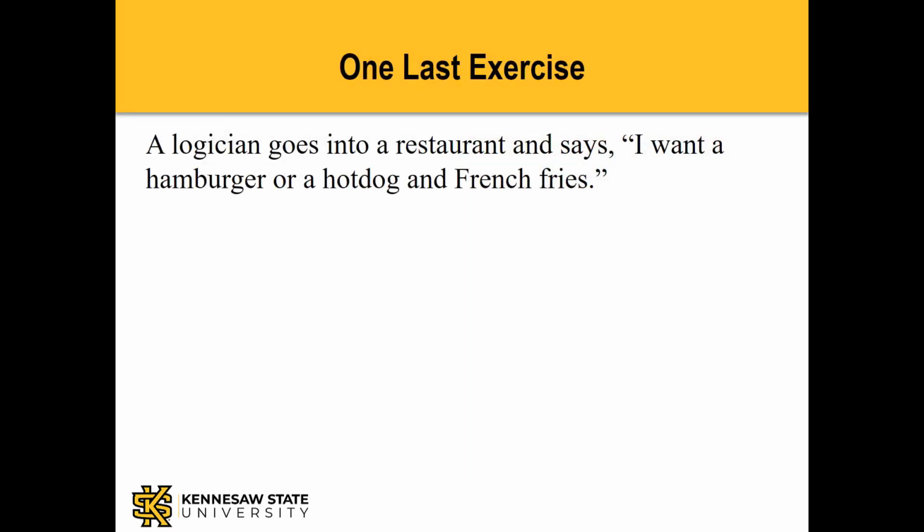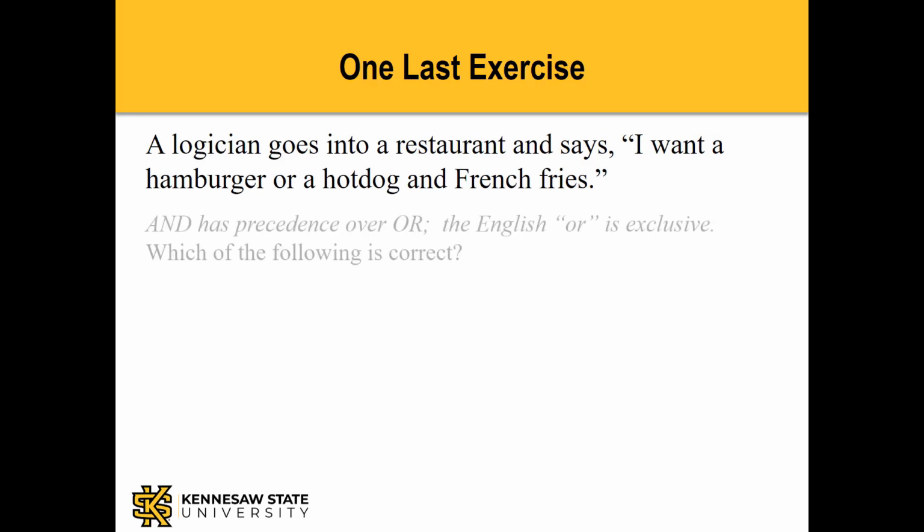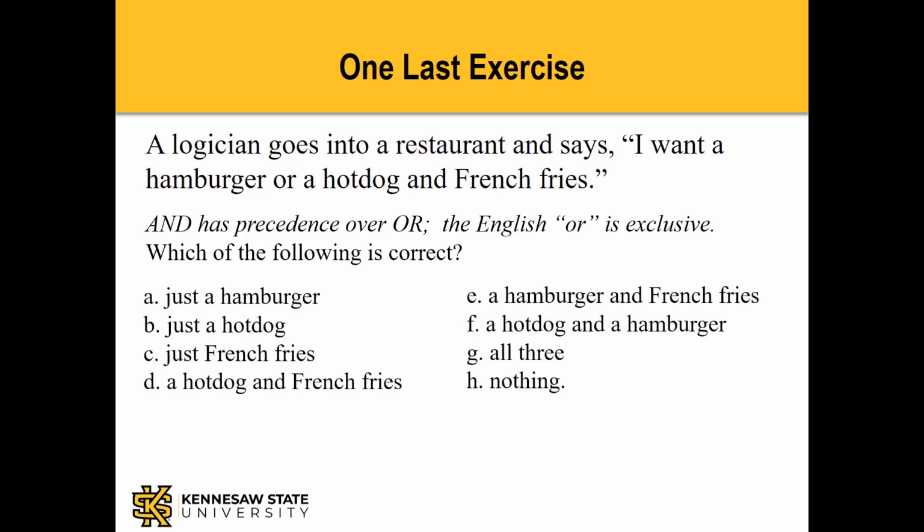Let's do one last exercise. A logician goes into a restaurant and says, I want a hamburger or a hot dog and French fries. We learned a few minutes ago that and has precedence over or, and we know that the English or is exclusive. That means we choose one or the other, but we probably don't get both. So, which of the following is correct? Just a hamburger, just a hot dog, just French fries, a hot dog and fries, a hamburger and fries, a hot dog and a burger, all three, or because he's a smart aleck, the logician gets nothing at all.